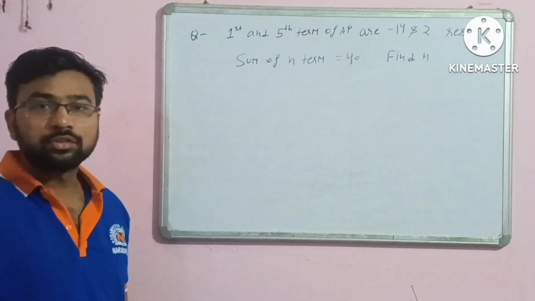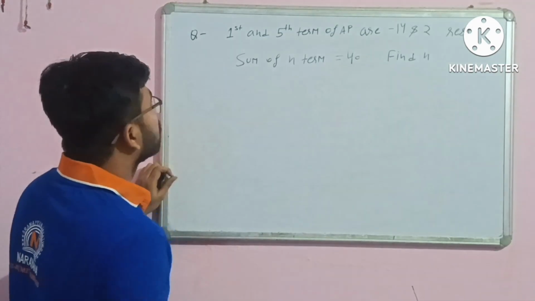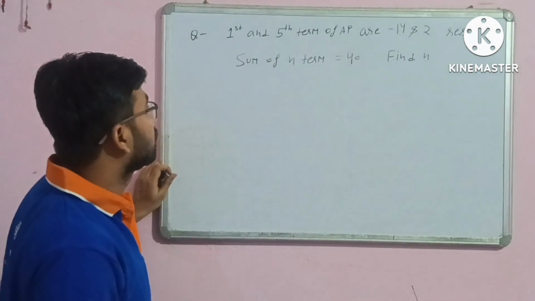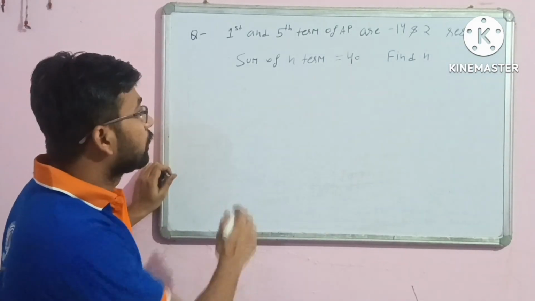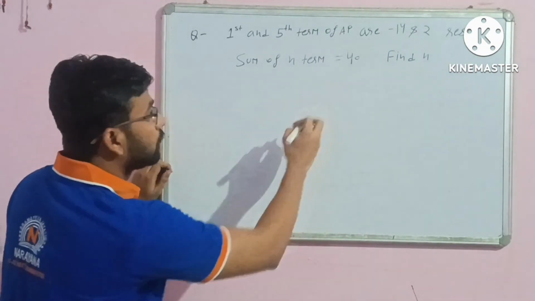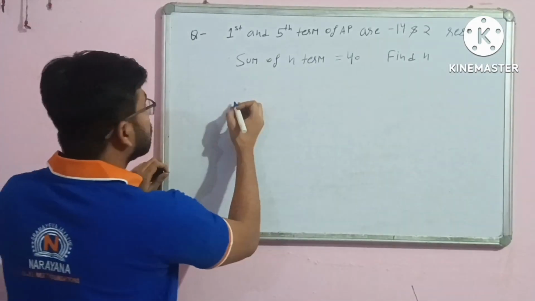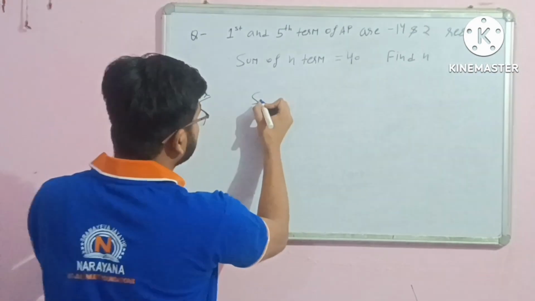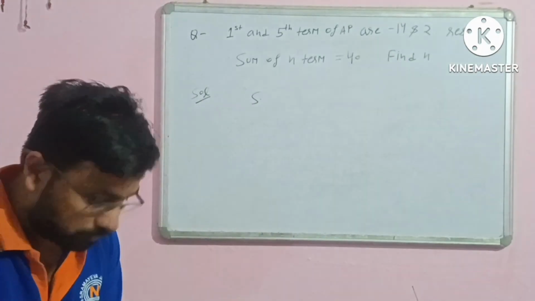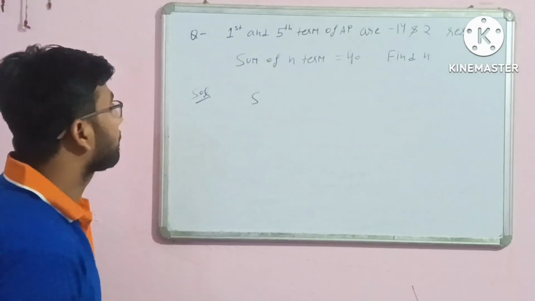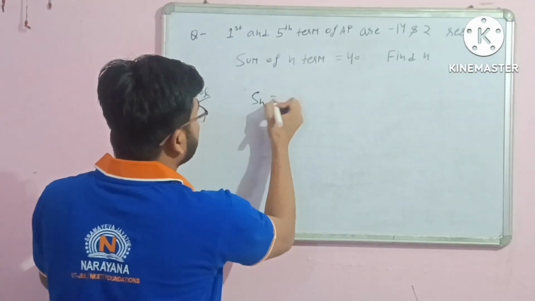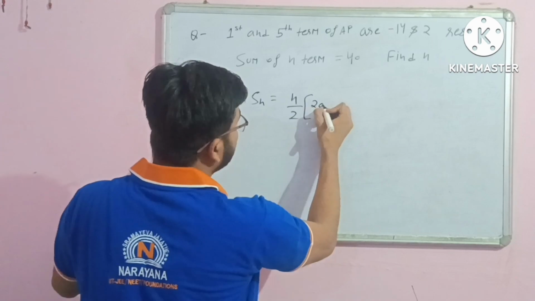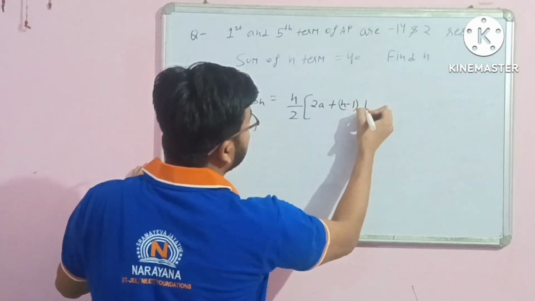So now we will solve the next question. What is the next question? The first term and fifth term of an AP are minus 14 and 2 respectively. The sum of n terms is 40, and we have to find n. So how to find n? The formula is n by 2 into 2a plus n minus 1 d.